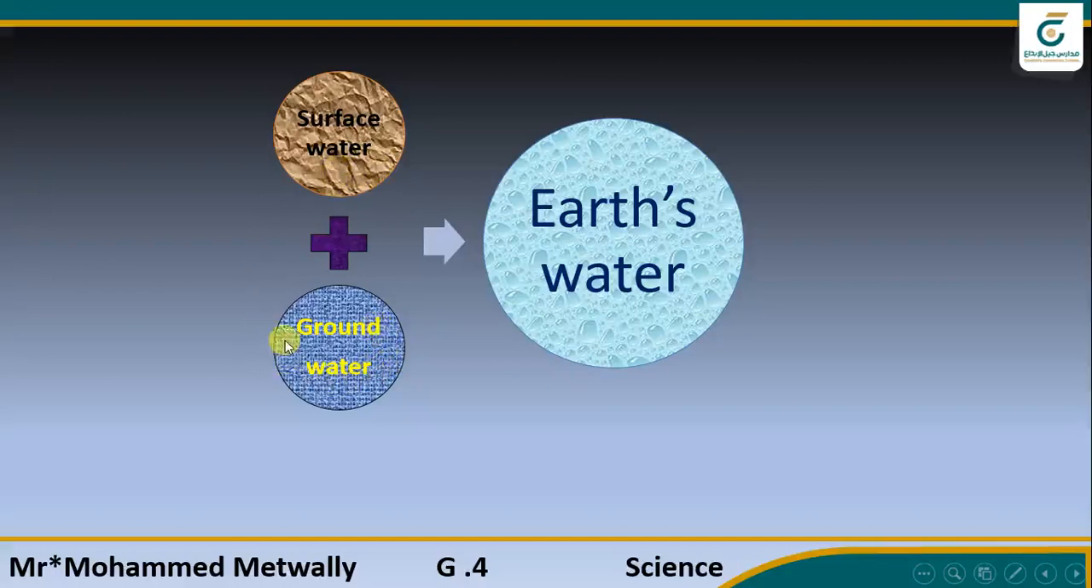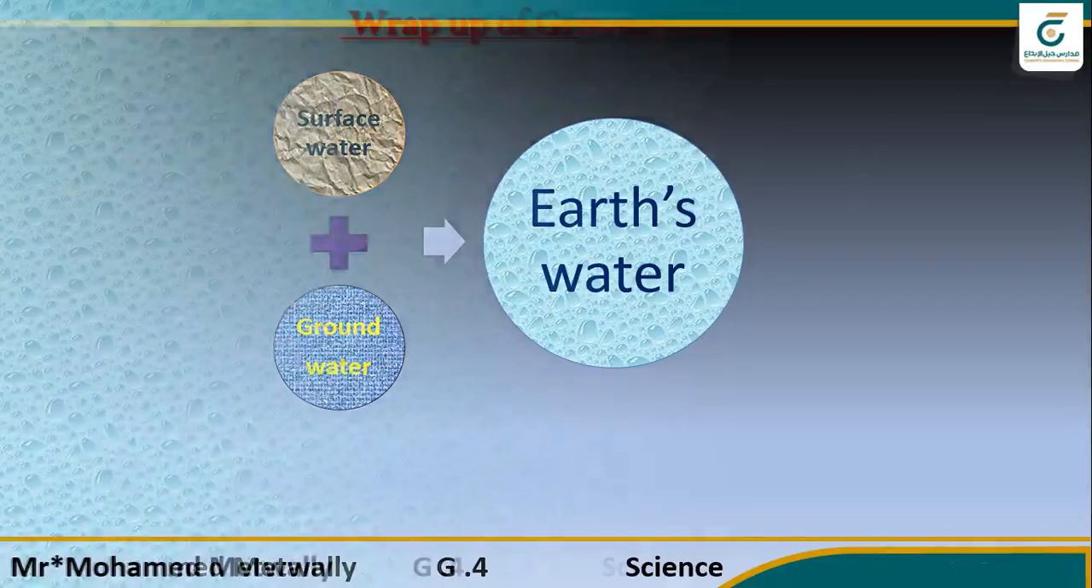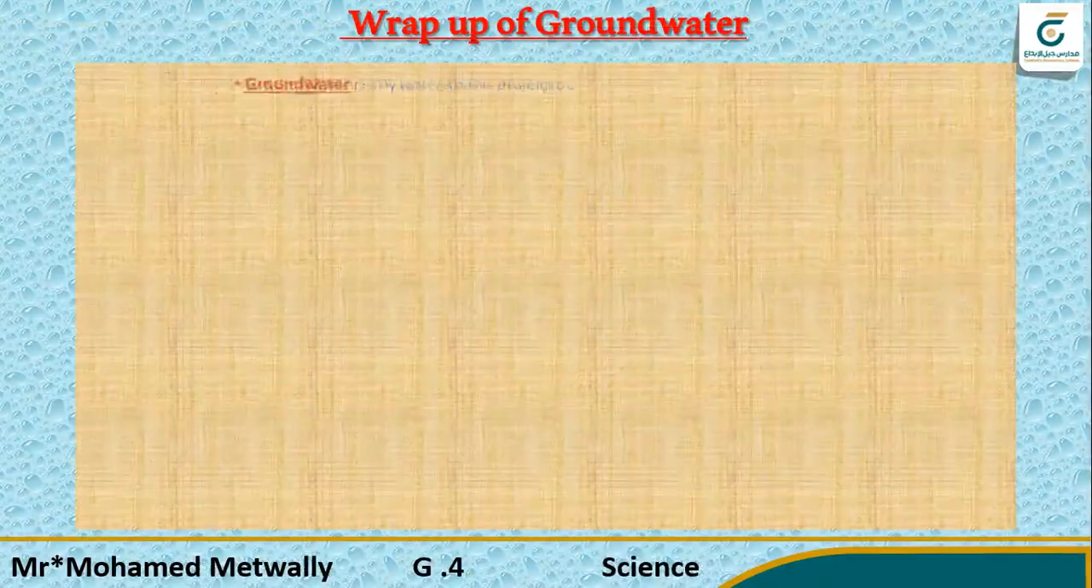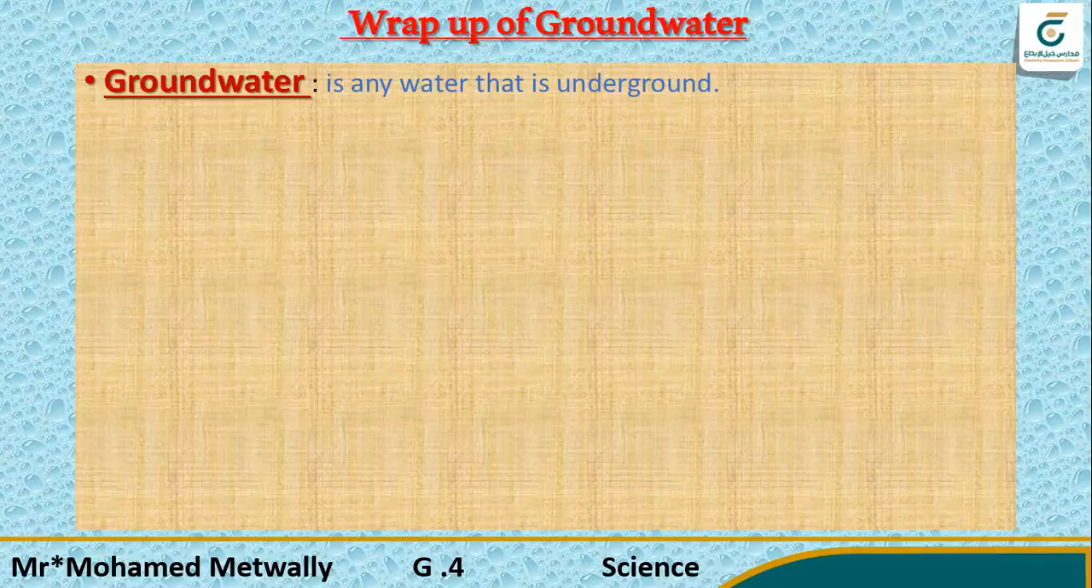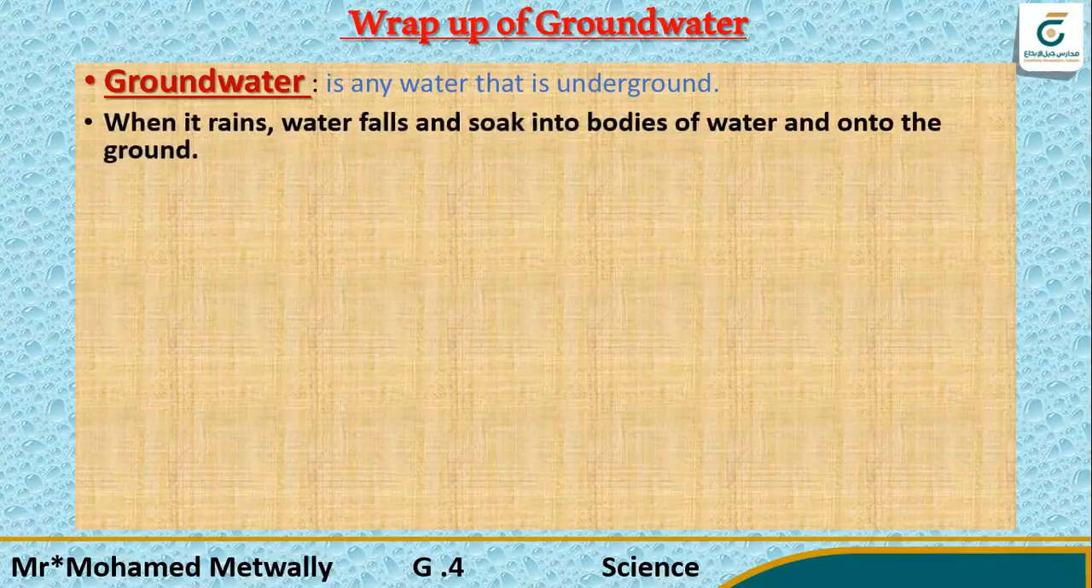Today's lesson is about groundwater. Let's get started with groundwater and know more about it. Starting with the definition, groundwater is any water that is underground, not on the surface. When it rains, water falls and soaks into bodies of water. Let me remind you again, a body of water is any place that contains water.